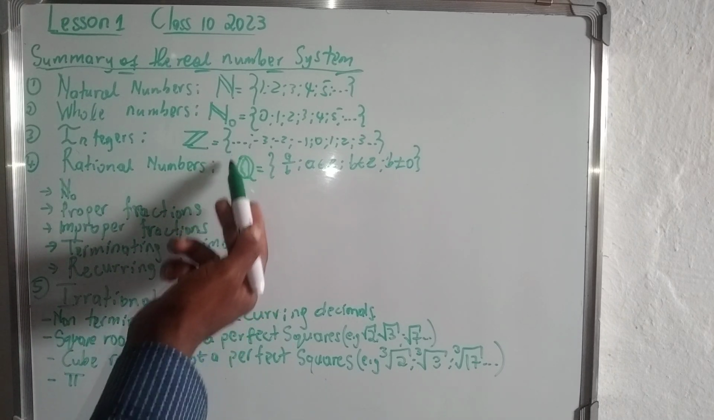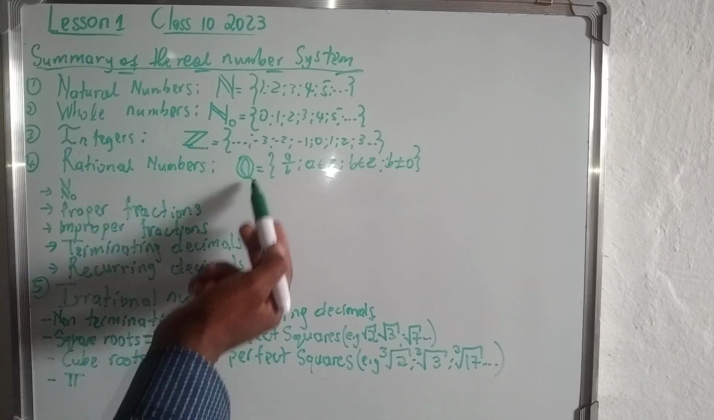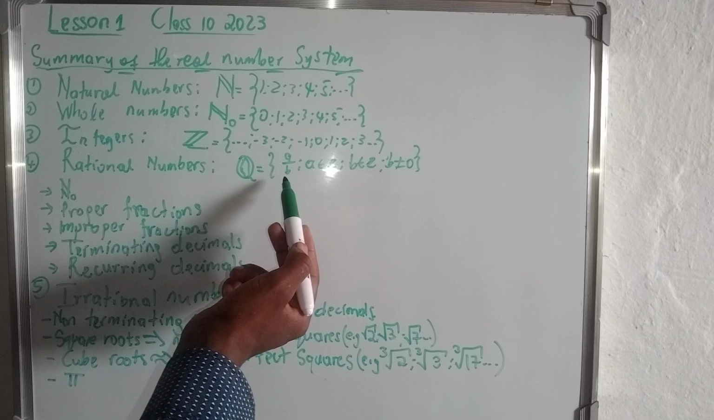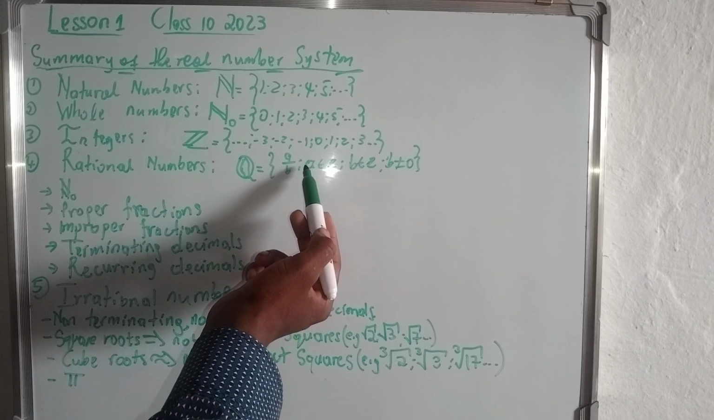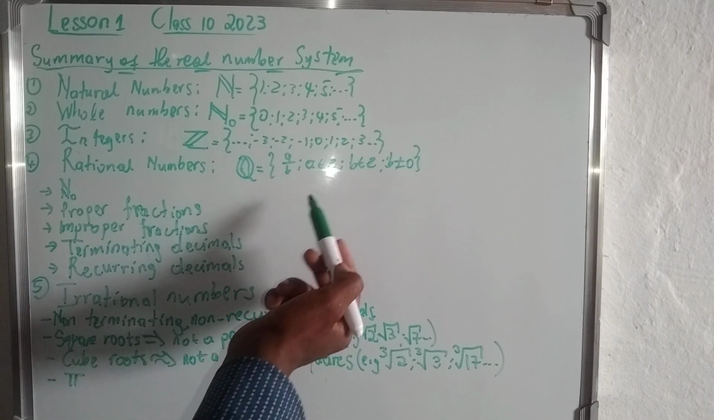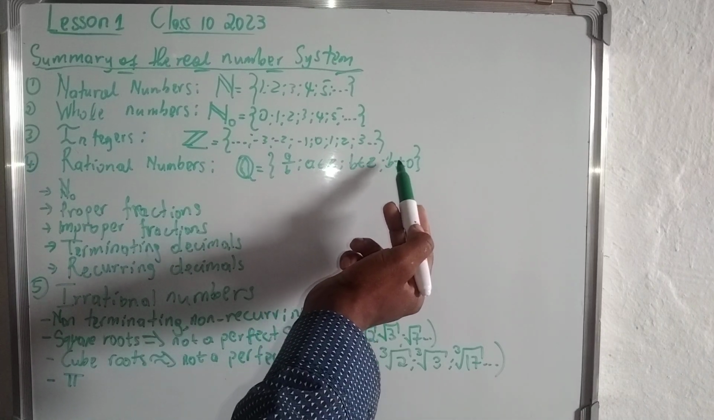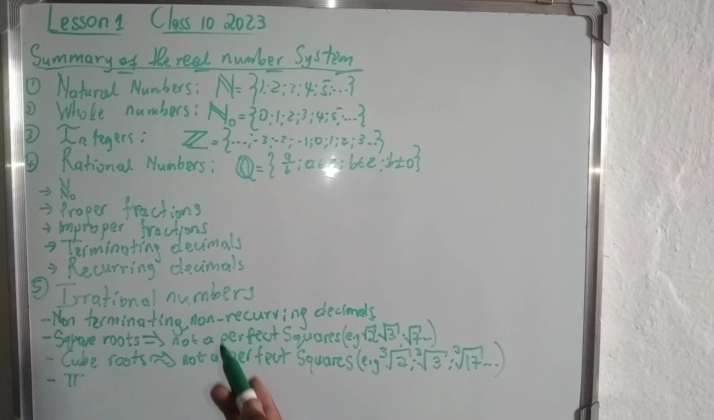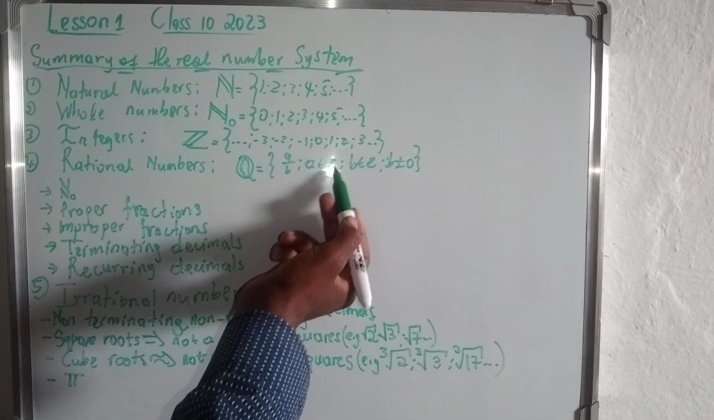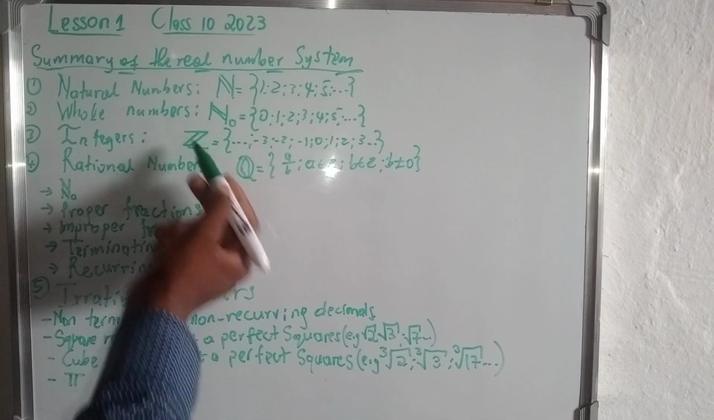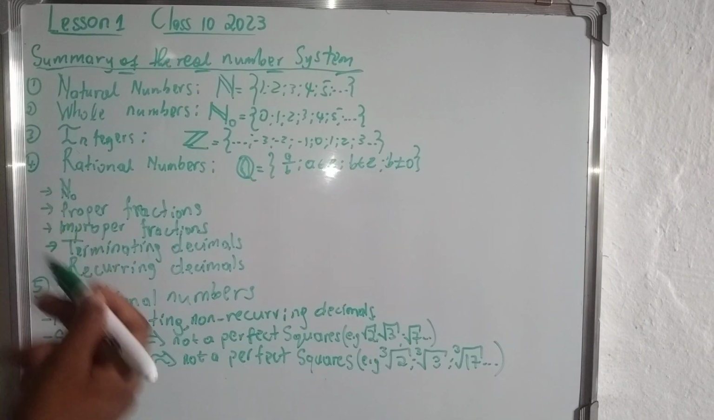Here's the symbol for rational numbers. So rational numbers, we talk about a over b, that is a fraction, where a is an element of integers and b is an element of integers, and b is not equal to 0. So that integer symbol is the same as this one. So that is an integer.